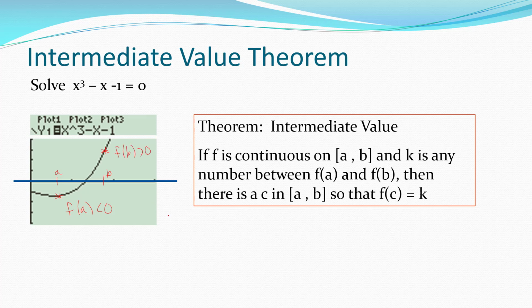So by this theorem, there is a c between a and b, and in fact, it looks like I can see it. It's right there. That's what c would be. So that f of c is a value that I have between these two things, which in this case is 0. So there has to be some c so that f of c is 0. And that guarantees that there is a solution to this equation.